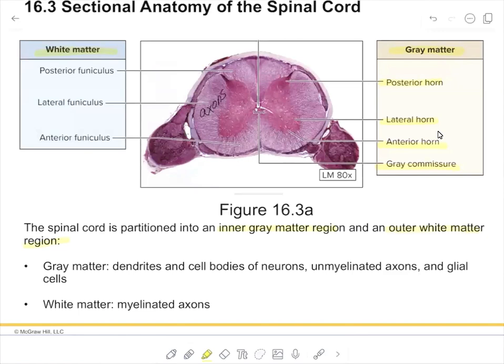So the gray matter is dendrites, cell bodies, unmyelinated axons, as well as glial cells, whereas the white matter is myelinated axons, specifically tracts. And these are projection tracts that are either going to go from the spinal cord to the brain or go from the brain to the spinal cord.